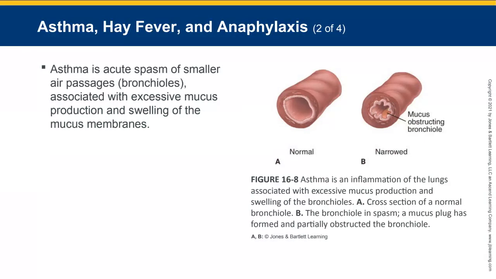What you can address in the field is the bronchoconstriction. But if they have passed that phase, then you cannot fix it. If they're in the phase where they're having swelling and mucus production, a bronchodilator is not going to work. Ventolin is not going to fix the problem. Okay, so asthma is acute spasm of the smaller air passages, the bronchioles, associated with excessive mucus production and swelling of the mucous membrane.